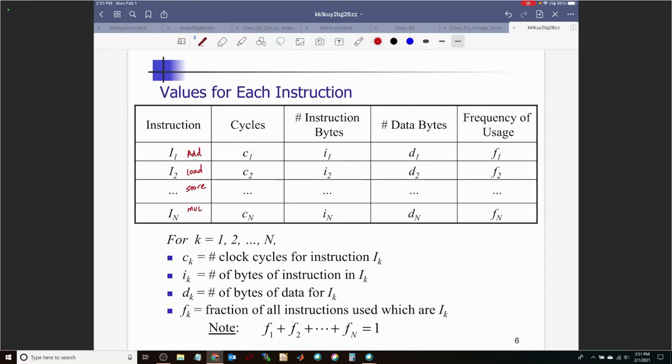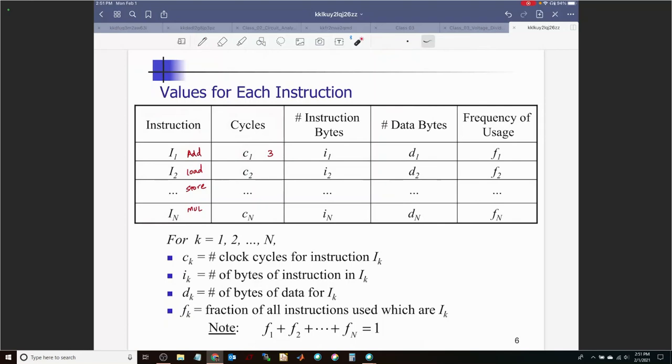All of these instructions, I1, I2, and I'm using capital I to indicate a particular instruction. Then in the next column, I have the number of cycles being used for that particular instruction. So small c1, small c2, and so on up to small cn. For example, an add instruction requires 3 cycles. This is just for the sake of discussion here. So what instruction taking how many number of clock cycles? 3, for example.